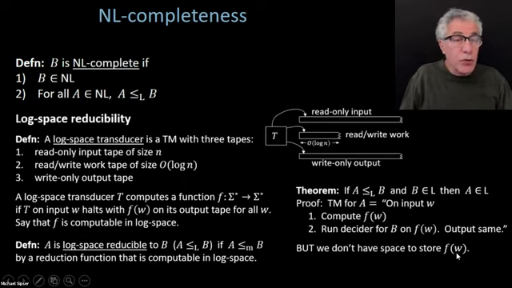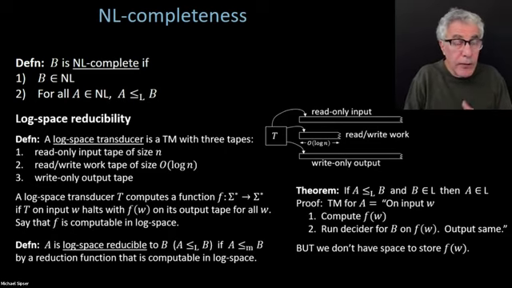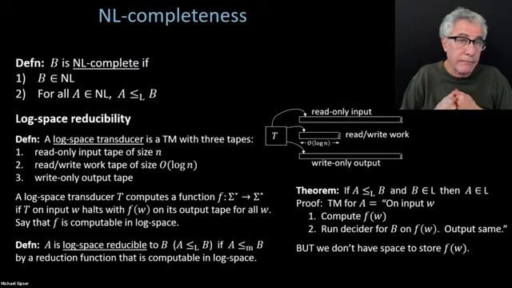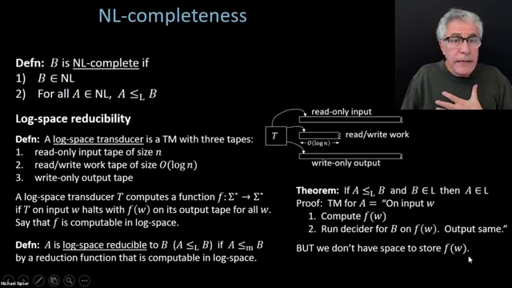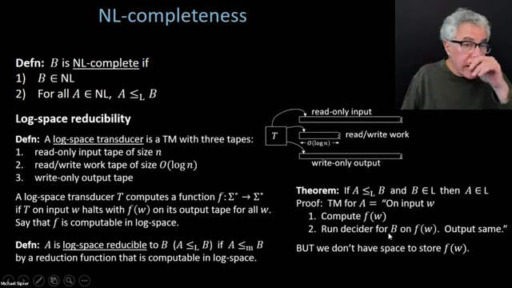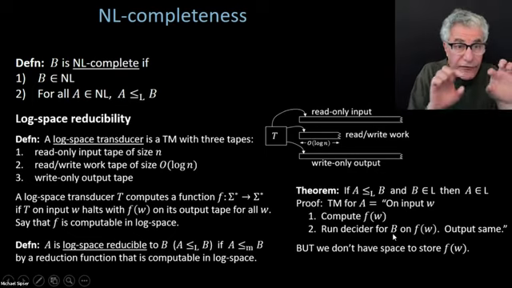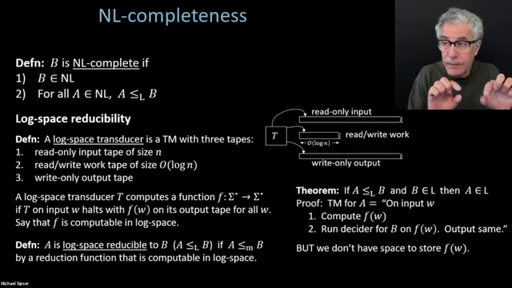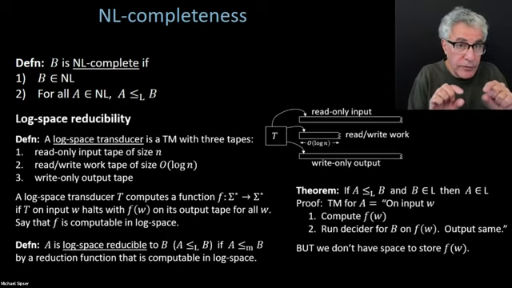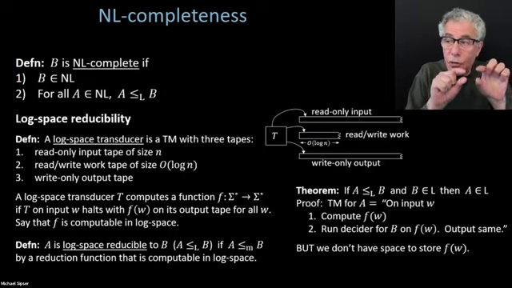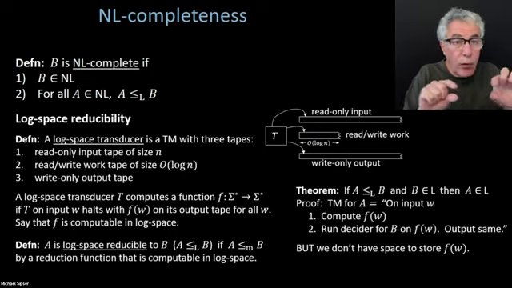We don't have space to store the intermediate result that we need in order to solve the problem. We started with w. Now we need to test if f of w is in B. That can run in log space, but just simply getting your hands on f of w, what do you do about that? So what we're going to do is the following: the decider for B, which needs f of w, because it's deciding if f of w is in B, doesn't need all of f of w sitting there in front of it all at once.